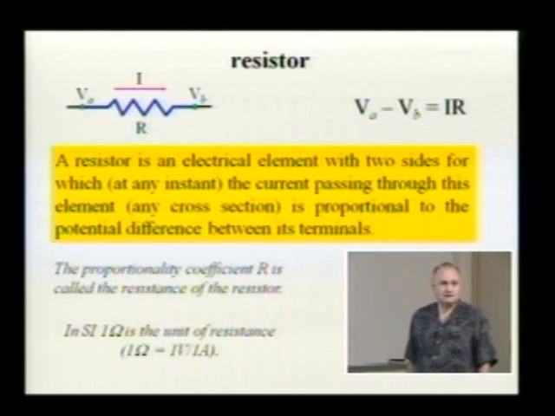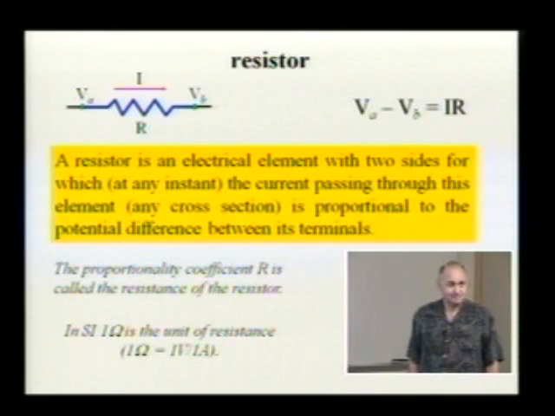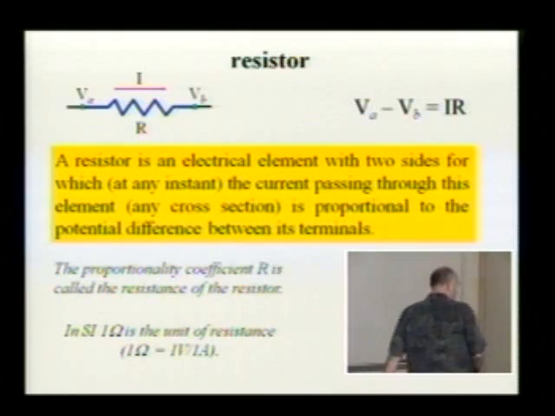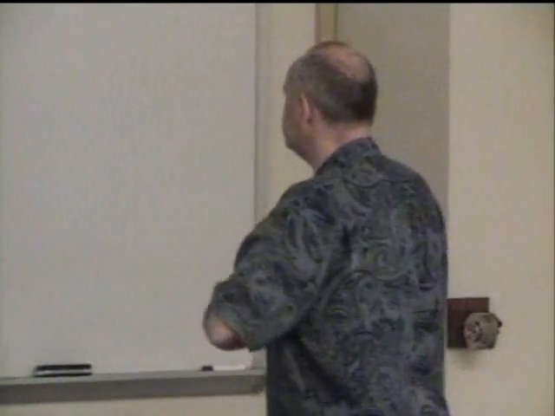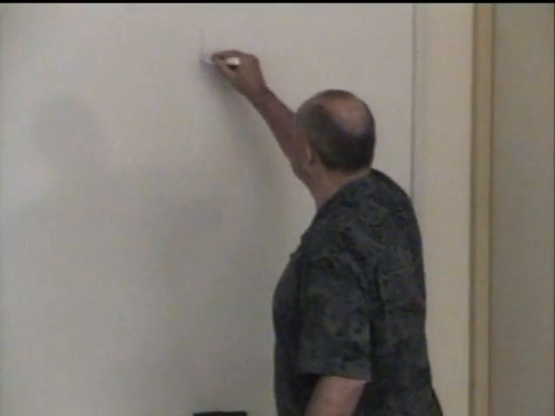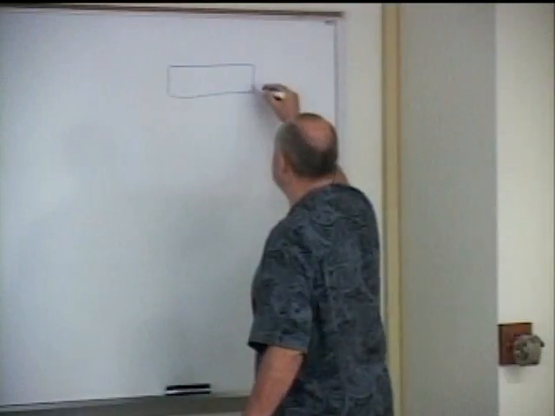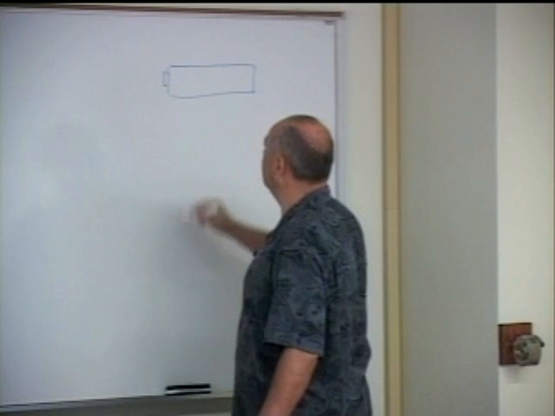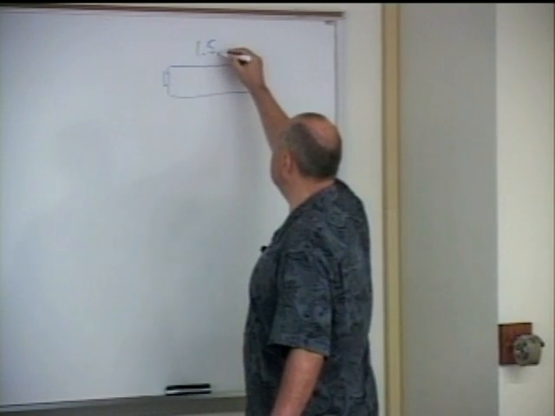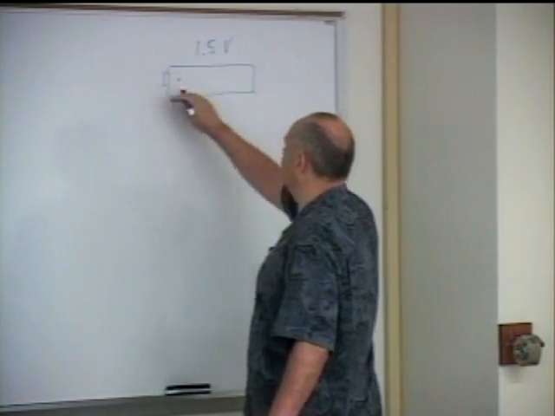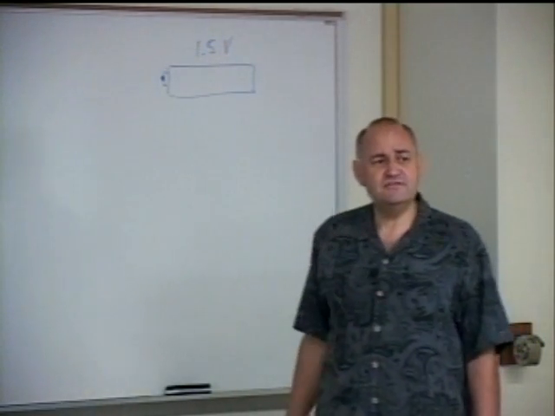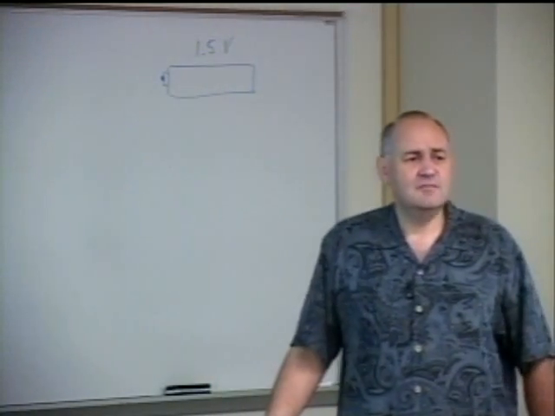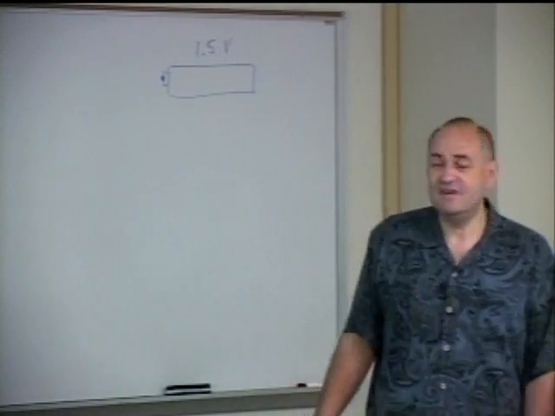Well, nothing. It doesn't resist anything. I mean, let's say we imagine that we have a battery, and this battery produces 1.5 volts potential difference between this point and this point. We will talk about batteries in the future, but this is what batteries do. Batteries produce potential difference between various points.